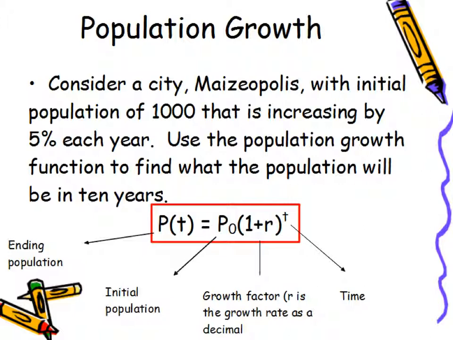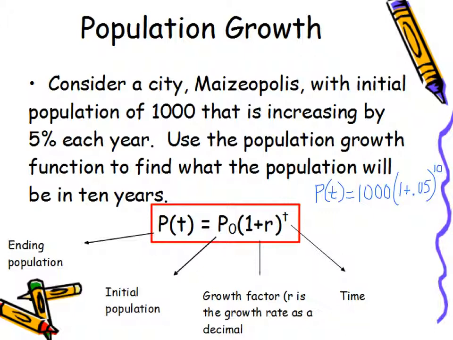All right, I didn't leave us a lot of room to work this one, but there's not a whole lot going on here. It says you've got a city with a population of 1,000. It's increasing 5% each year. How much will there be in 10 years? So I'm looking for the ending amount again. The initial amount was 1,000 people. I put 1 plus my growth rate, which is 5%, so I write 0.05. And it's to the 10th power because we're checking after 10 years.